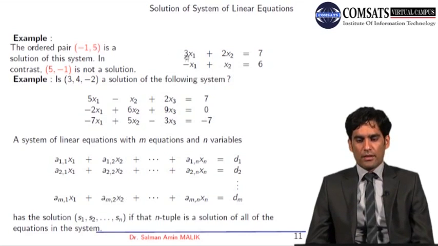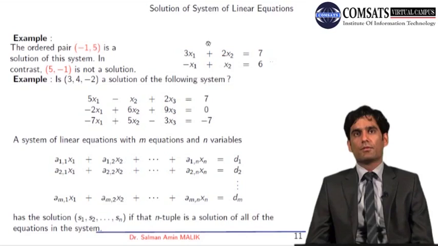Let's put x1 equals -1 and x2 equals 5 in the first equation, and we see that the answer is -3 plus 10, which is 7. The first equation is satisfied. Let's check out the second equation: 1 plus 5, which is 6. So (-1, 5) is a solution of this system of linear equations.